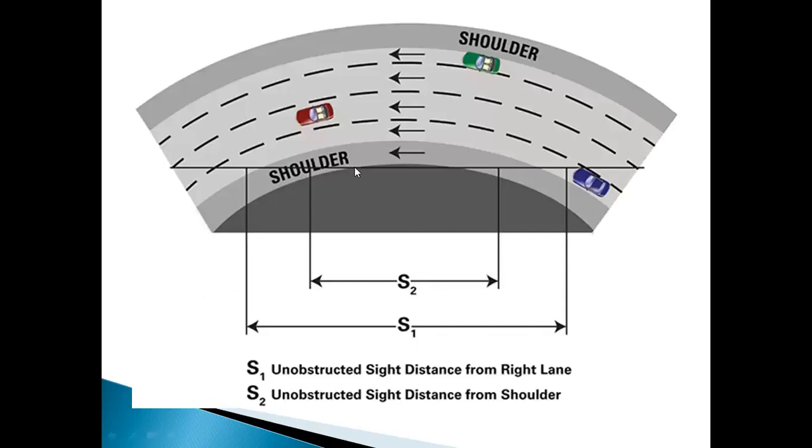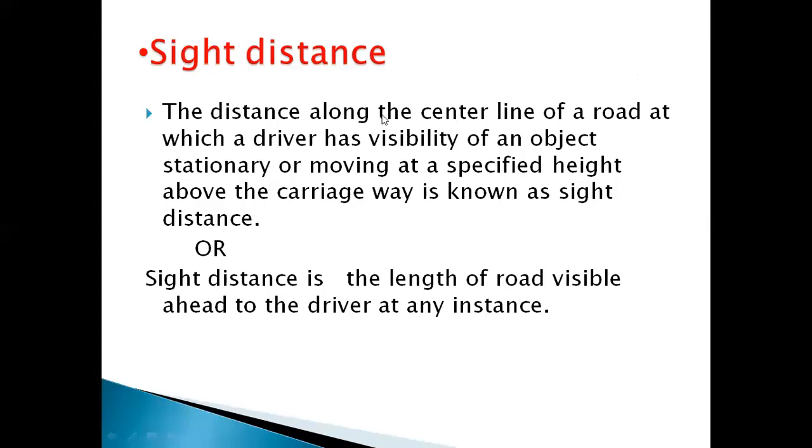Now see this picture. This is the sight distance when this vehicle is traveling on a road. The vehicle goes in this direction. See the cursor. When the driver sees this distance from this position, this is the sight distance. Hope you all get the concept of sight distance. What is the definition of sight distance? The distance along the center line of the road which is visible to the driver.